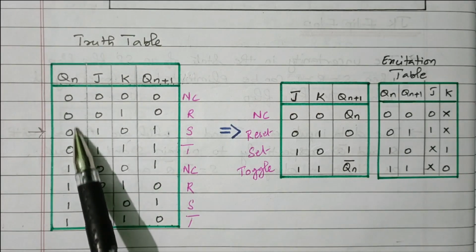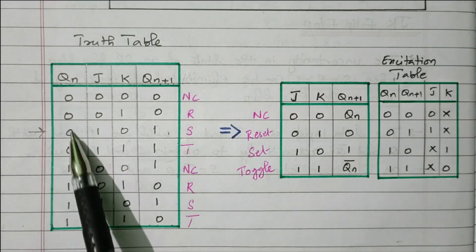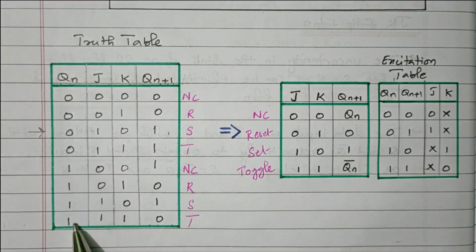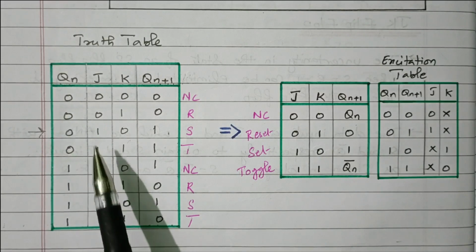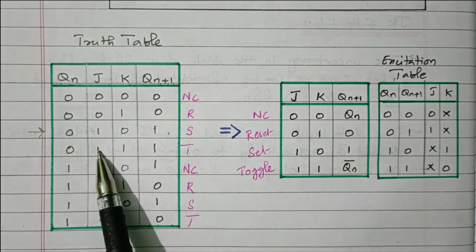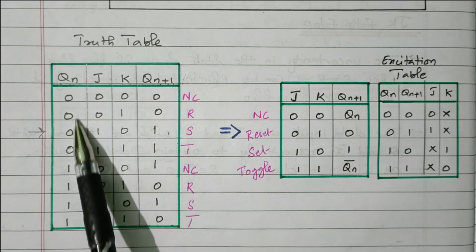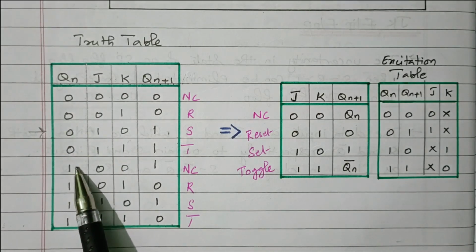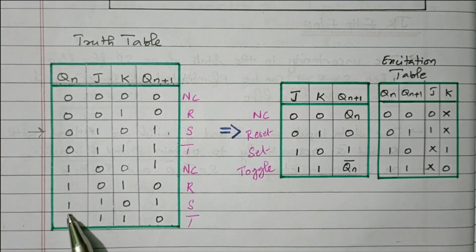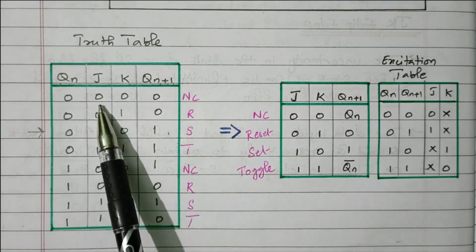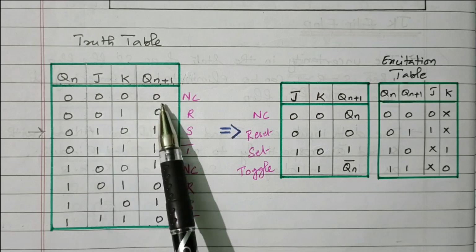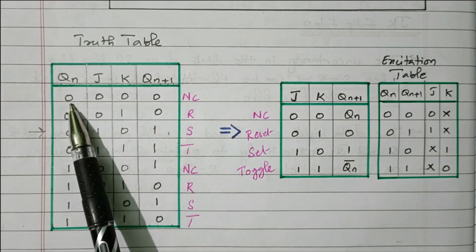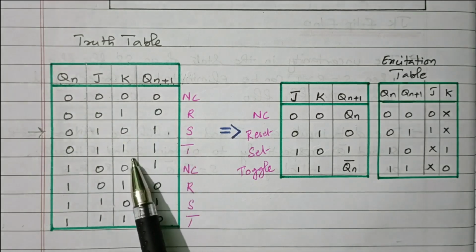In all the cases, we have Qn equal to 0. Then we'll have Qn equal to 1. Again, we'll repeat. Right. So 2 variables, 4 combinations. In that, first we'll keep Qn equal to 0. Then the same 4 combinations we'll keep Qn equal to 1. Previous state is 1. So what will happen? Both are 0, 0 means no change. Previous output is 0 means next output also 0.